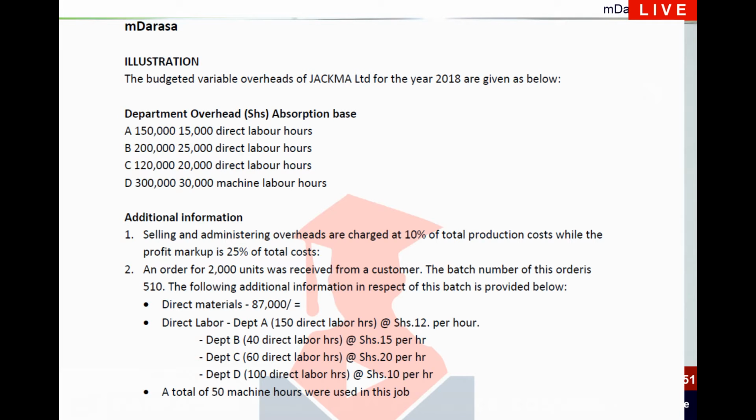Then after that, I need to take into consideration also the production overheads. In our case, are we given any production overheads? That's a question that we need to ask ourselves. So back to our question, we need to identify if I was given any production overheads. And this is our question.